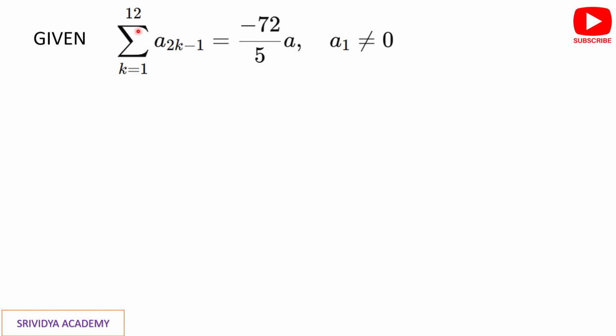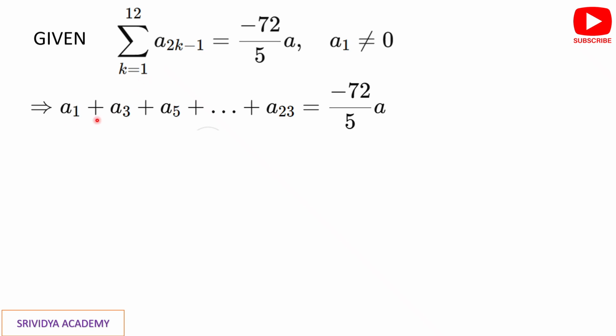Now let us expand this series by putting k equals 1 to 12. Therefore, we get a1 plus a3 plus a5 and so on, up to a23, is equal to -72/5 a. When you put k equals 1, we get a_(2-1), which is a1. When you put k is equal to 2, a_(4-1) is a3 and so on. When we put k is equal to 12, we get a_(24-1), which is nothing but a23. And on the right hand side, we have -72/5 into a as it is.